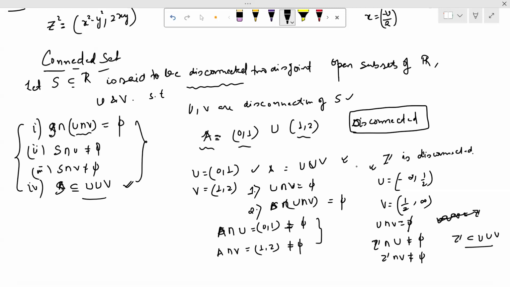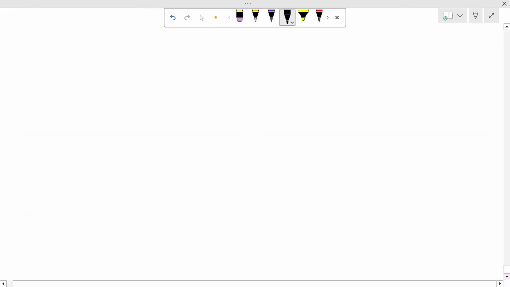The similar approach we have also applied to complex numbers, and possibly in class I wrote it for a metric space also, so that it remains all the more general. Okay, so the same approach you can write for connected sets in C.